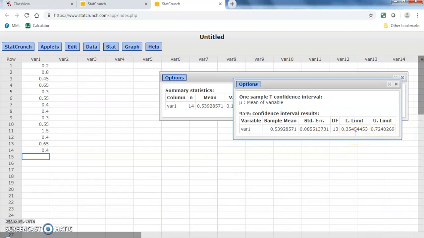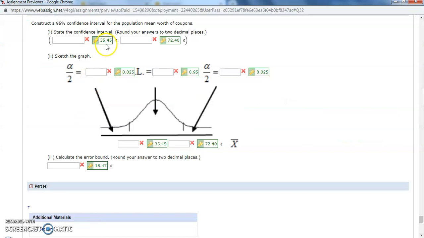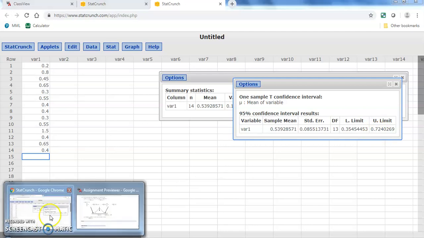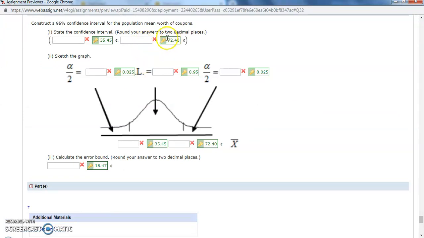So 95% confidence interval corresponds to this lower limit and upper limit, but since there's a little cent sign, you want to move the decimal over twice. So this is 35.45. And that's how they got this answer, 35.45. And then for the next one, you move the decimal twice, 72.40. So 72.40, and right here you can see the answers, 72.40.